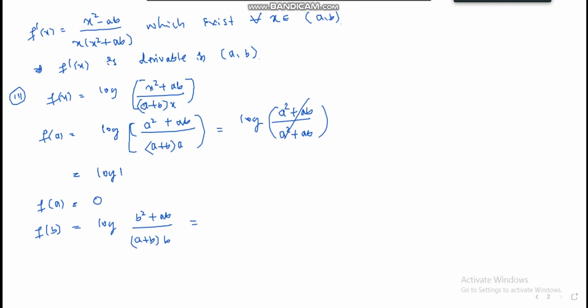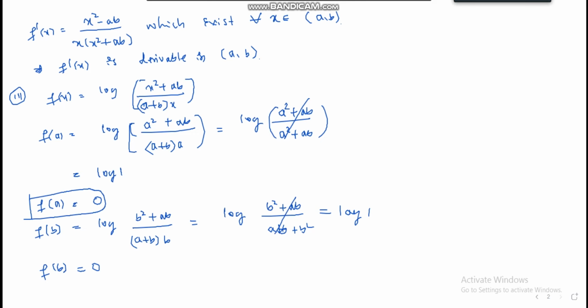Now again simplify that. We are getting log of (b² + ab) in the numerator, and in the denominator, multiplying again, we get ab + b². Now numerator and denominator are the same, both get cancelled. Same answer, log 1. Therefore f(b) is equal to 0. So f(a) is equal to 0 and f(b) is equal to 0 here. Therefore we can write f(a) is equal to f(b).